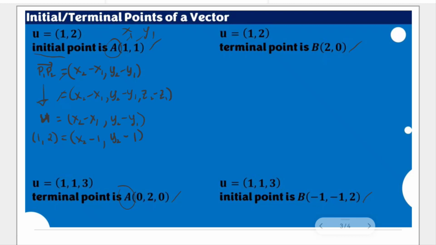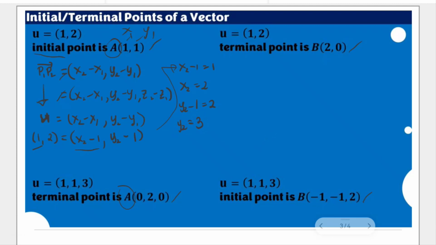So if we have something like this, we have equality of vectors. We can just simply say, x sub 2 minus 1 is equal to 1. This is what we mean by equality of vectors. That would mean your x sub 2, adding both sides by 1, is 2. For your y sub 2 minus 1 is equal to 2. This would mean that y sub 2, adding both sides by 1, you will have 3.